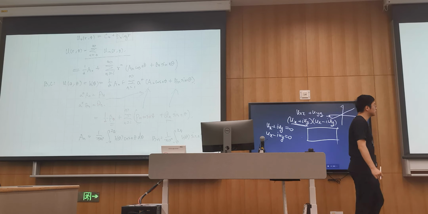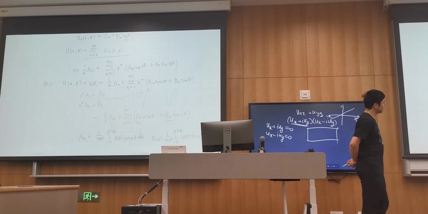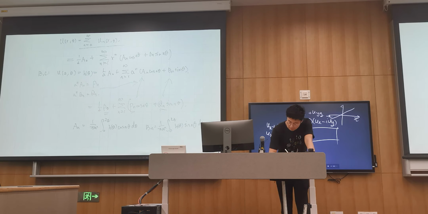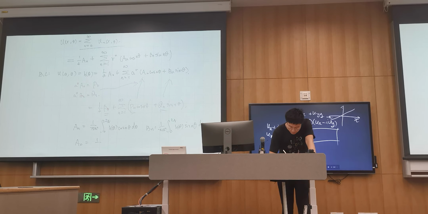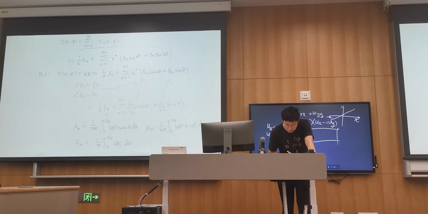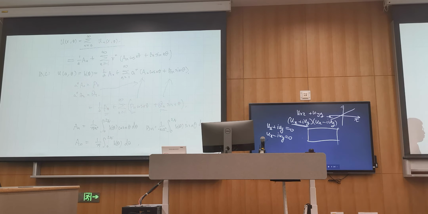Well, what about my a0? My a0 is actually the same thing, right? It's actually 1 over pi times the integral from 0 to 2 pi of h(theta) d theta, because cosine 0 is 1.